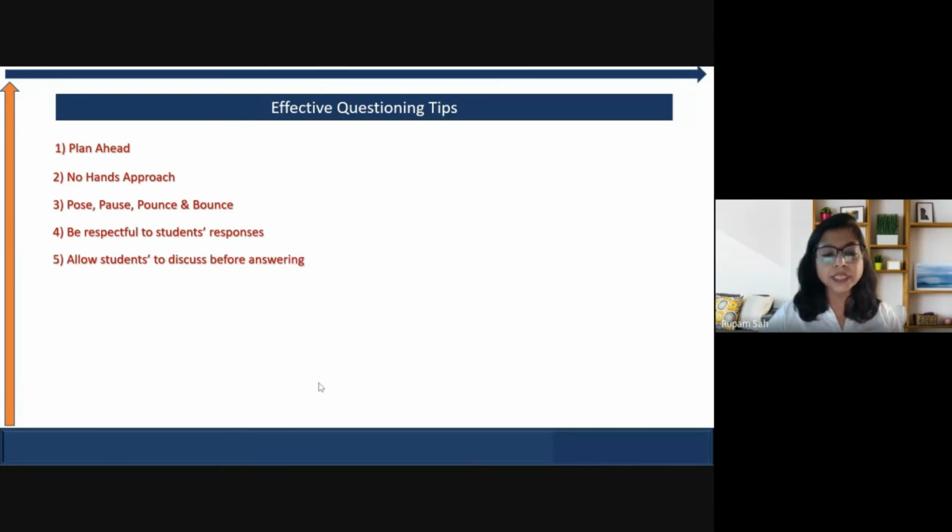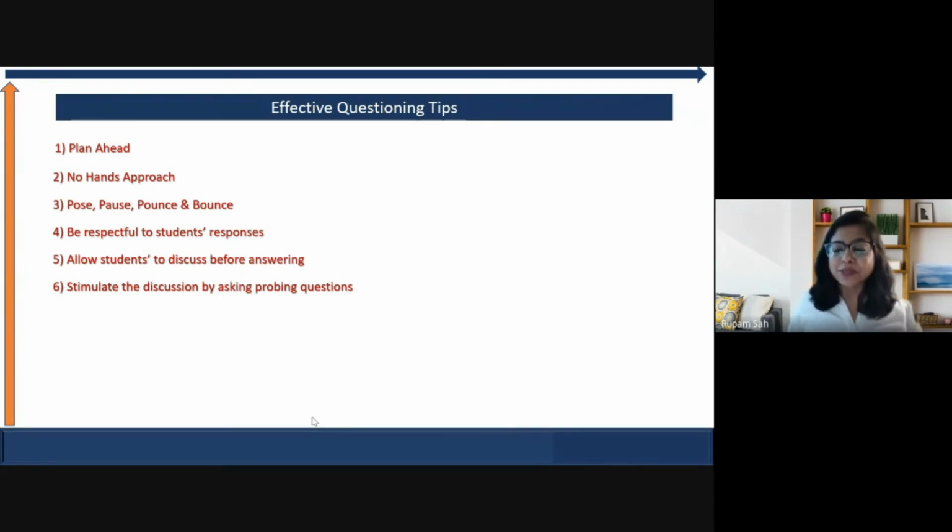allow the students to discuss before answering. This is like, let them collaborate before they answer. You can ask them to buzz or turn to their partner. In case you feel that an answer needs some collaboration, you can ask them to discuss and then answer. Then stimulate the discussion by asking probing questions. Some of the classes which I observed, especially of the senior sections, they did probing very well, and it was really enjoyable to watch those classes.